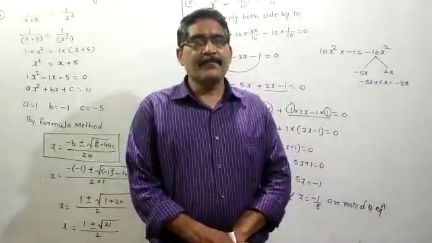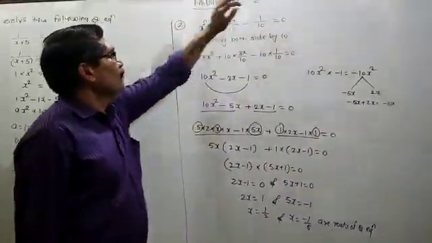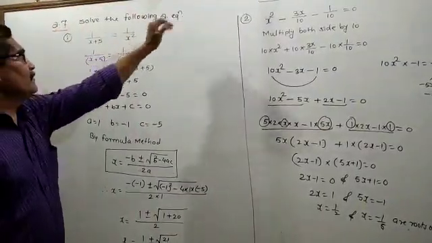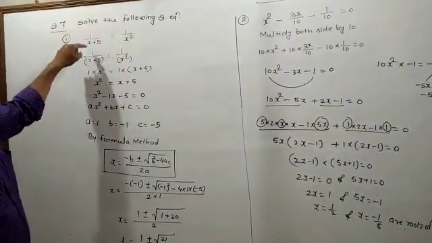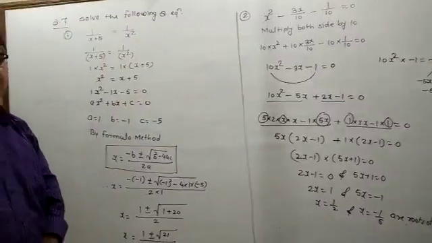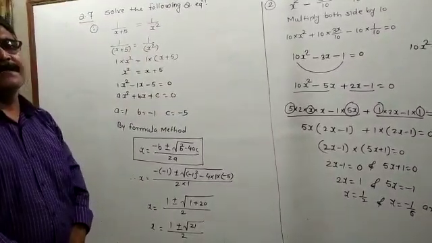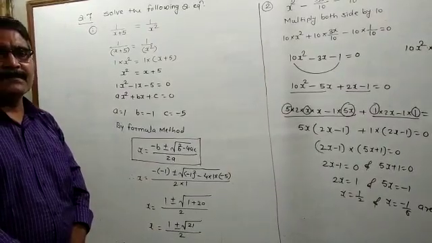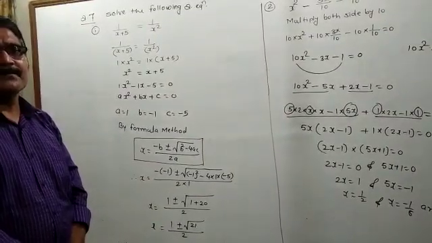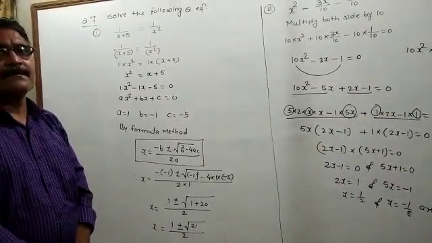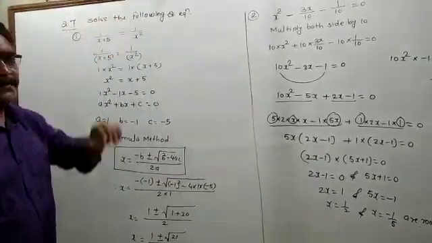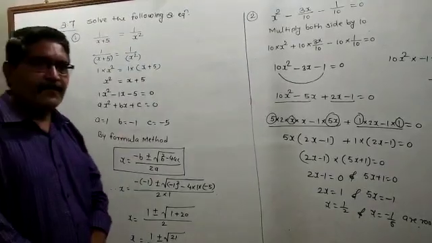To start with problem set 2, question number 7. Solve the following question. First question is 1 upon x plus 5 is equal to 1 upon x square. You have to solve it by any one of the methods: factorization, completing the square method, or the formula method. Then here, this equation you have to convert into the quadratic form.